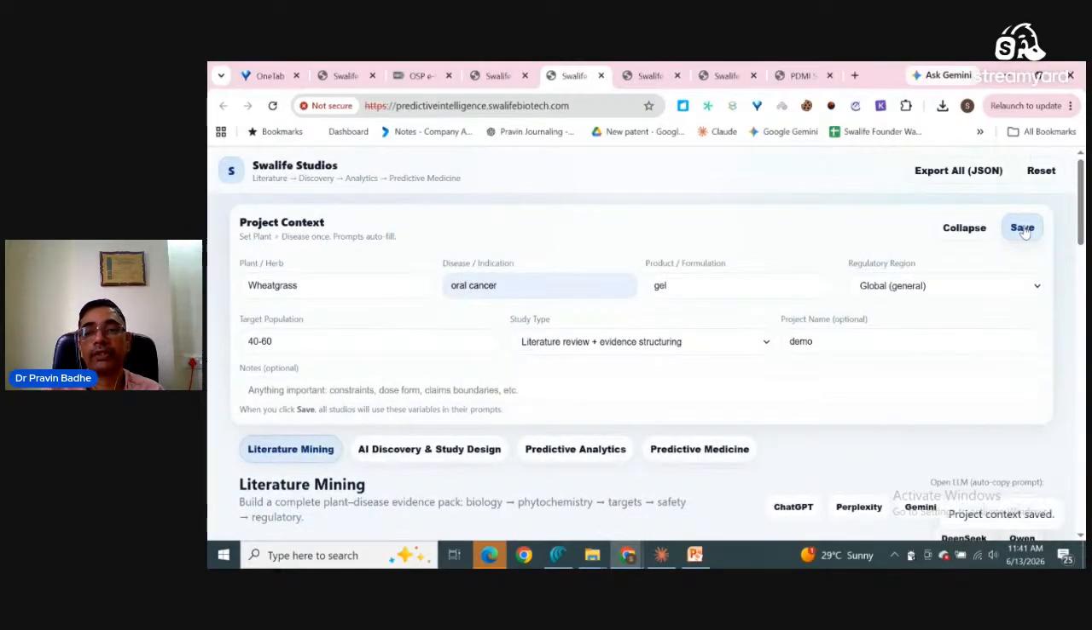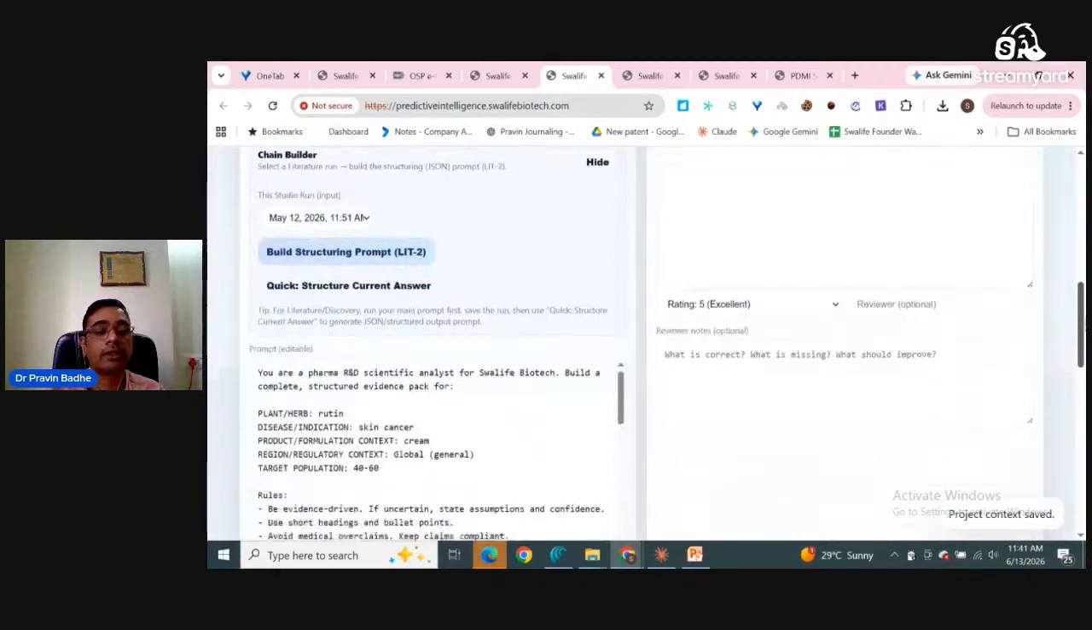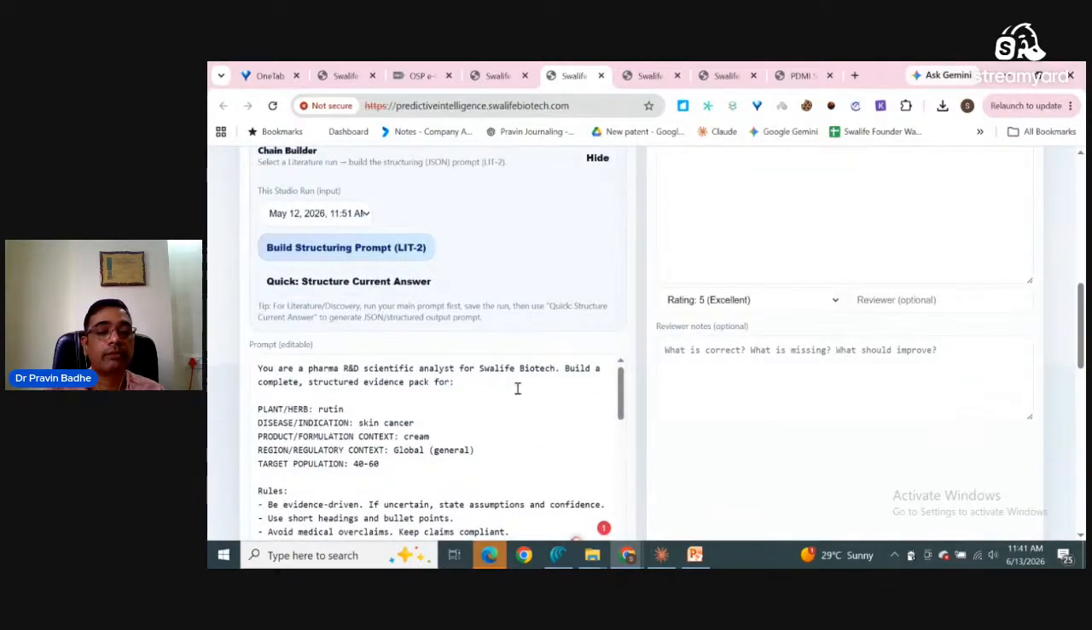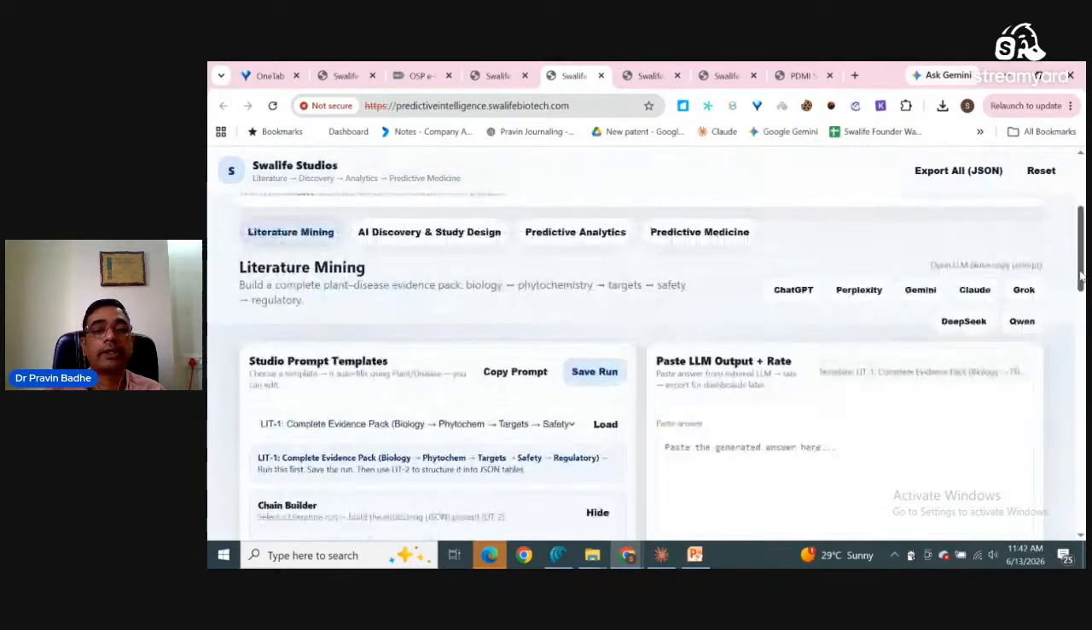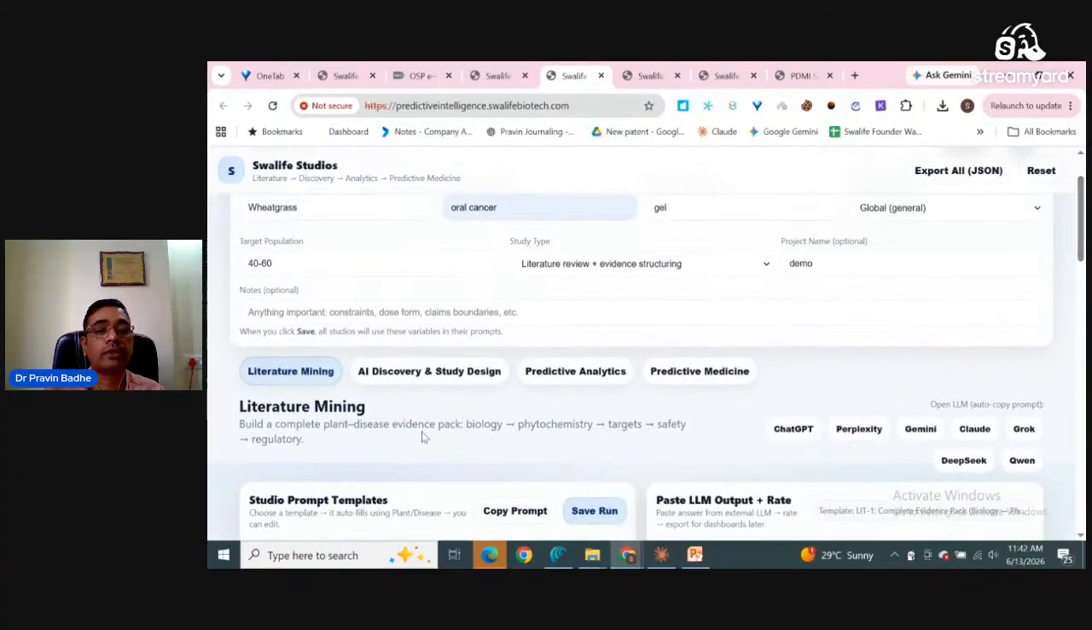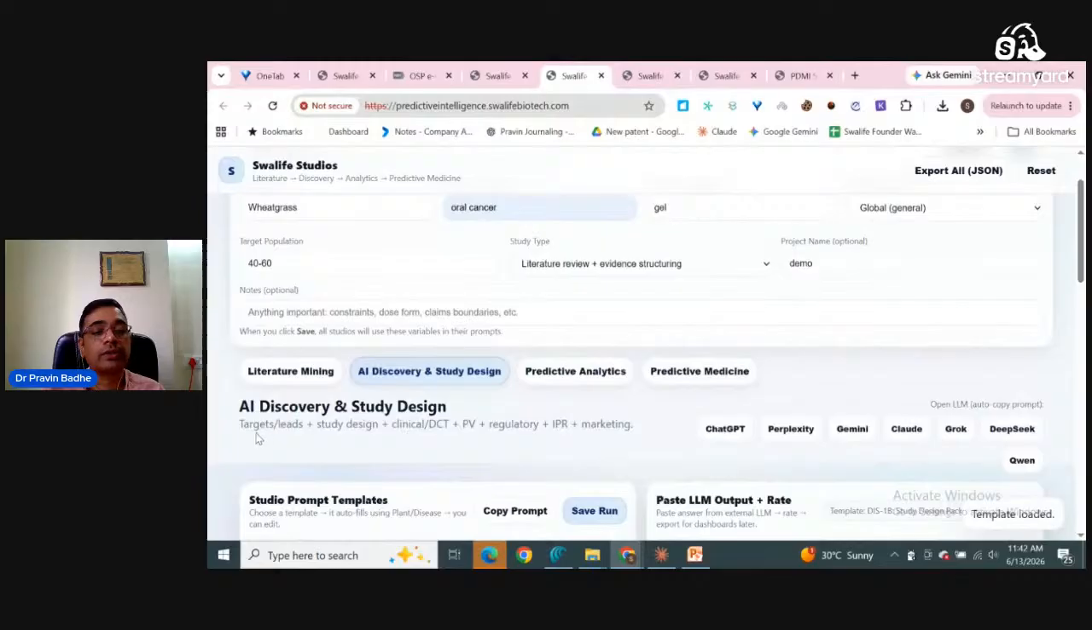Once I save it, okay, the prompt studio is still from the old one, but it has now changed with all these four modules which we have got, which does literature mining. Then second one does AI discovery and study design. If you see, it actually gets information for target, lead, study design for in vitro, in vivo, then for clinical, then decentralized clinical trial, PV, regulatory, IPR, and marketing.